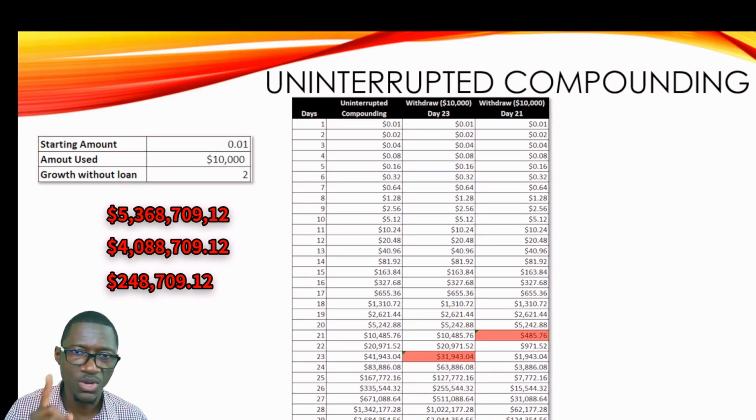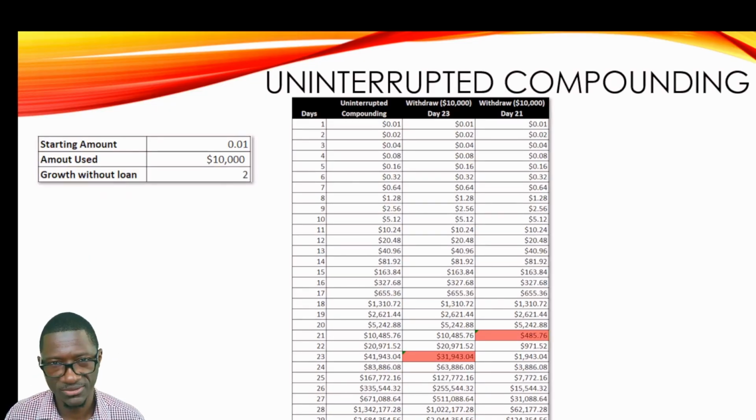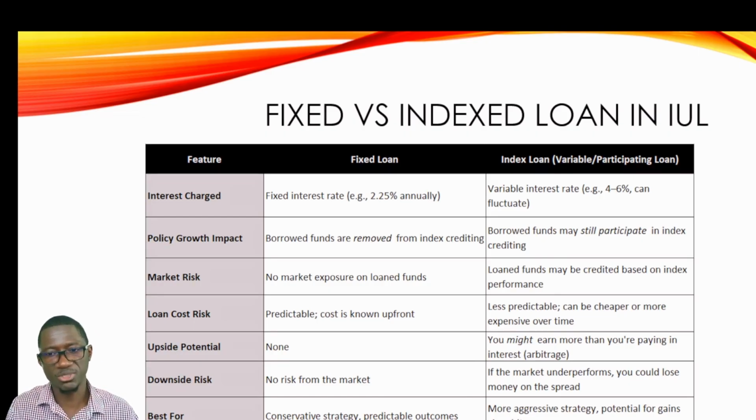Now, I want to make one last stop before we look at the spreadsheet. In general, in IUL products, you have two types of loans, fixed loan and indexed loan. Depending on the company you work with, the fixed loan could be called standard loan and the indexed loan could be called alternate loan. Also, make sure that you read your insurance contract, because not all life insurance contracts are equal. Even though two companies could have the fixed loan, the terms of the loan could be different.